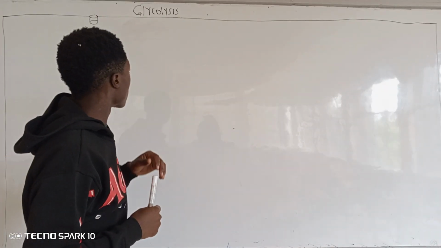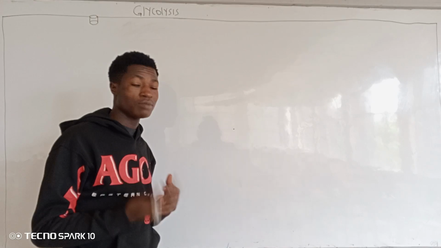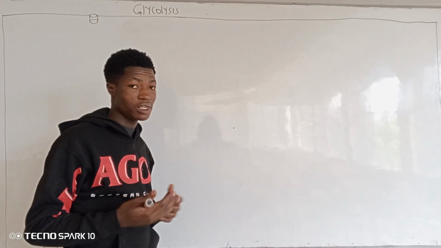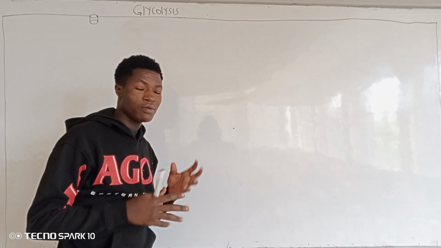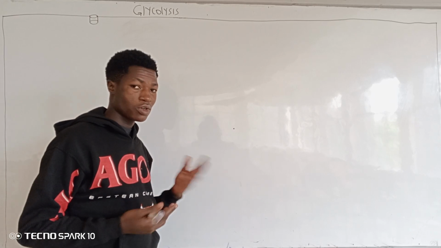Now you know glucokinase is mostly found in the liver. So when it is in the case of the liver, we're going to talk of glucokinase. When it is in the case of other cells, we're going to talk of hexokinase.